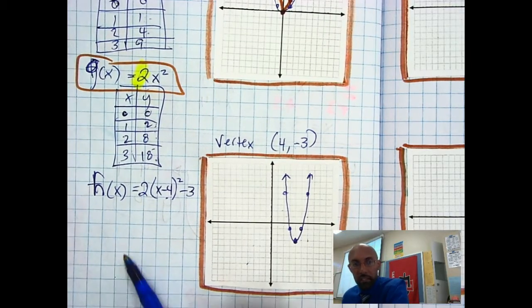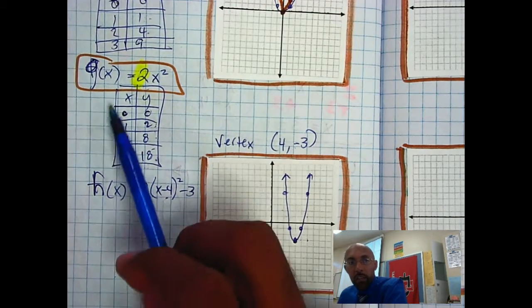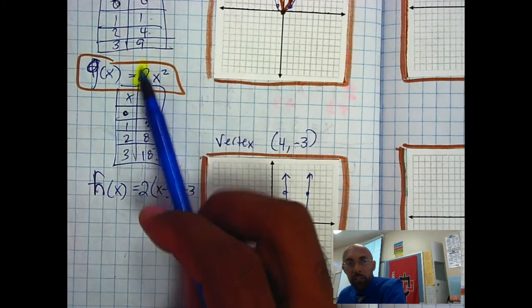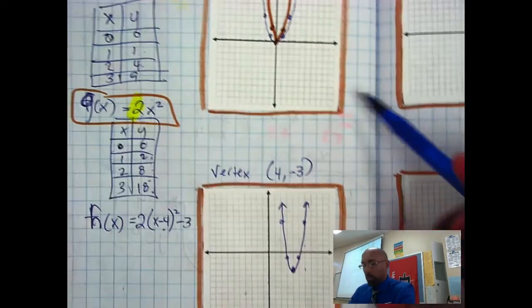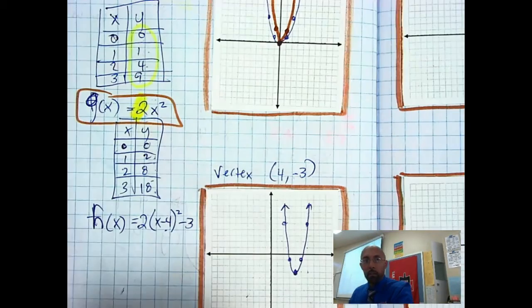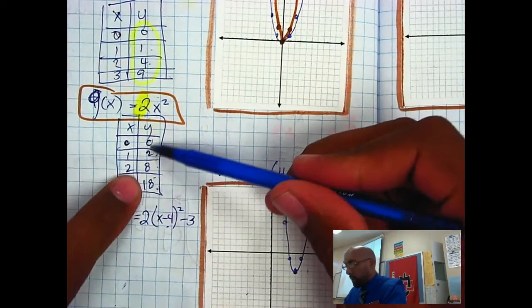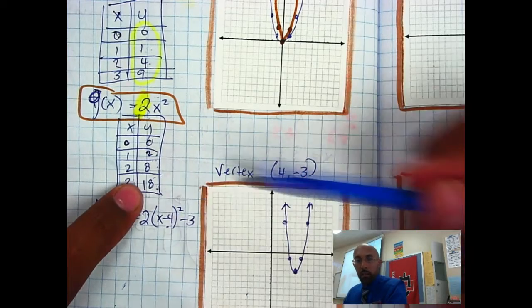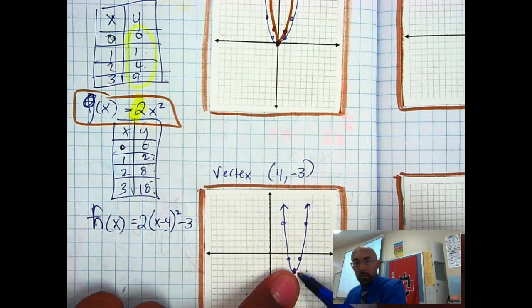So I didn't even need a table for that case. I just know that if I put a 2 in the front, it's going to double the original pattern. So what you really need to remember is this pattern right here. If you remember that pattern, then you can figure out what the actual values are, as long as you know the vertex.